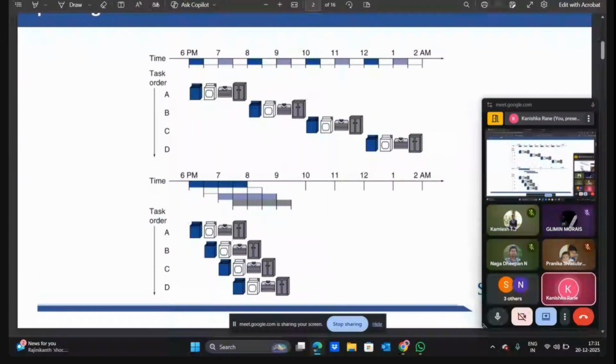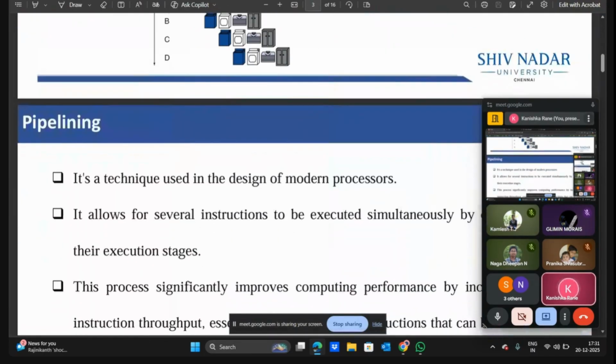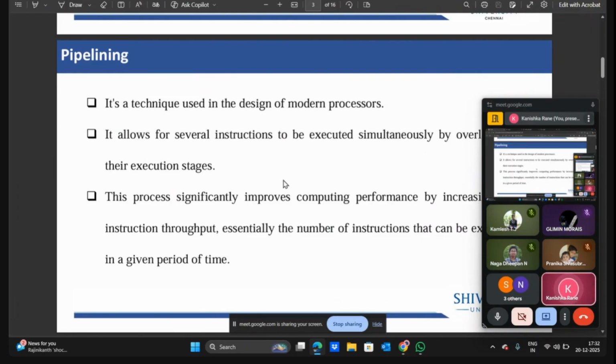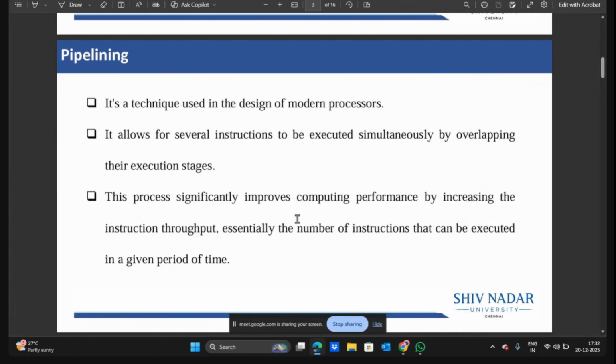This will differ when each task takes only half an hour, but even if the times differ, it will definitely take less time than when it is done separately. Pipelining has been of great help in modern processors. As said, it does not increase the speed, but it executes simultaneously and increases the throughput. Essentially, throughput means the number of instructions that can be executed in a given period of time.